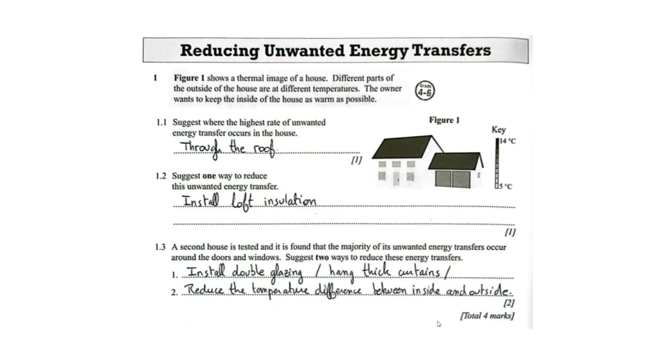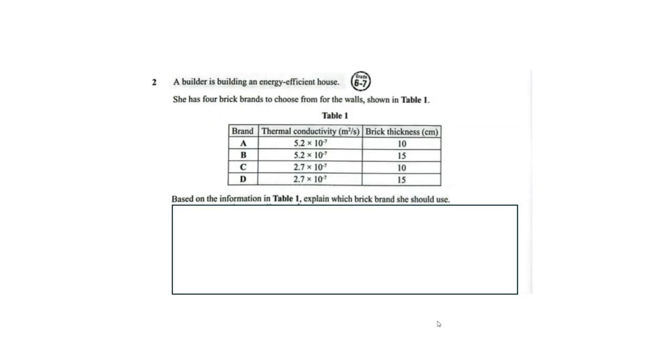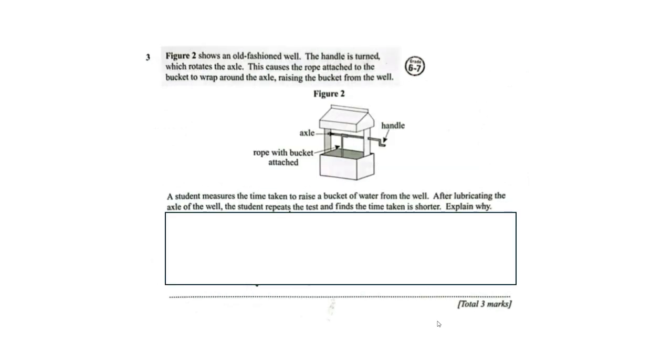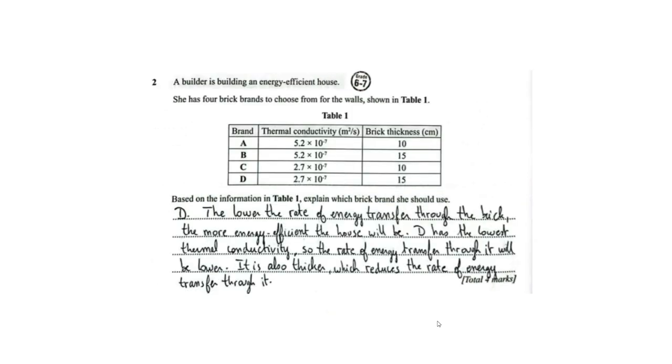So here we go. A builder is building an energy efficient house. She has 4 brick brands to choose from for the walls, shown in table 1. So they have different thermal conductivity and different thickness. Remember, the thermal conductivity indicates pretty much how much energy is transferred through the substance, per surface of the substance in a second. Based on the information in table 1, explain which brick brand you should use.